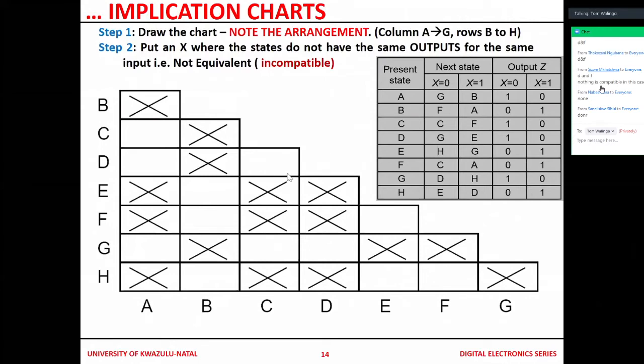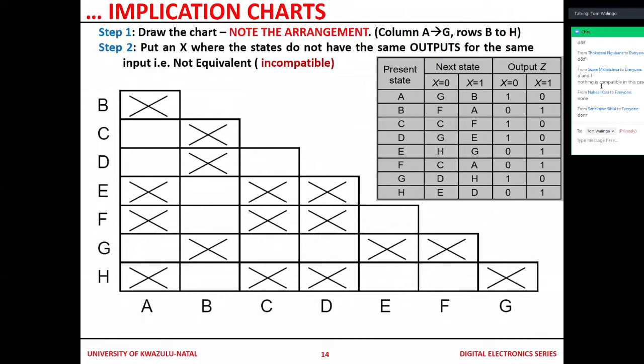So let's look at A and B. Pay attention, A and B. You start with the outputs. 1, 0 is a mismatch. 0, 1 is a mismatch. There is nothing like a condition here. So in the square of A and B, they will never be compatible. They are incompatible. Put an X. And then do that check: if the outputs are okay, just leave it empty.